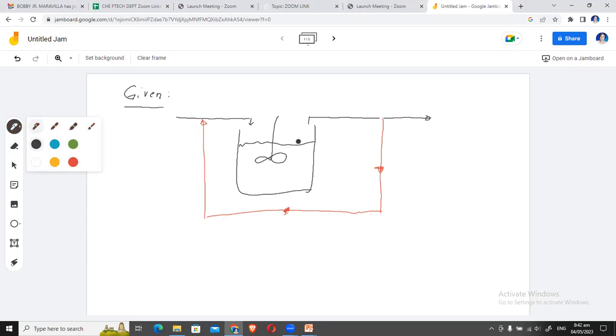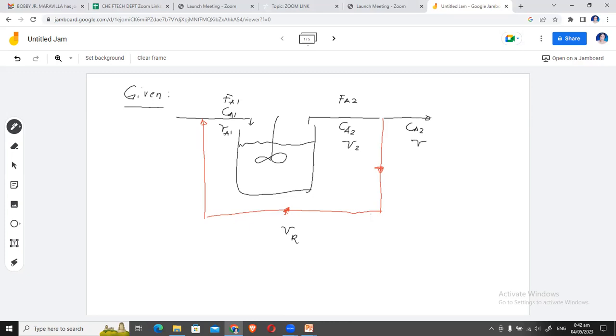So if we're going to label, this would still be FA1. This would still be VA1. Since this is the recycle path, I'd like to label this as V sub R. And I'd like to label this as FA2. I will just label this as concentration. Then you will have here V2 also, small v2. You will have here CA1. You will have here as well CA2 because that's the same concentration.